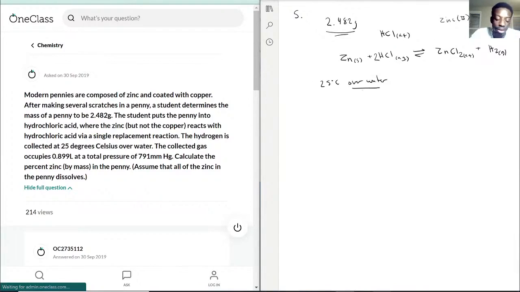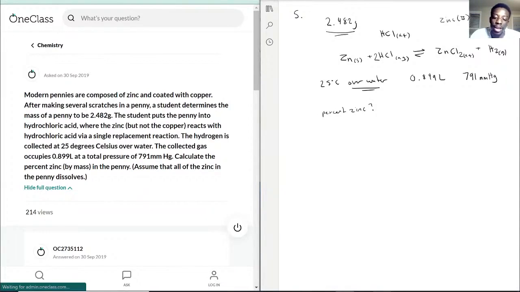That is important because now we have to factor in the vapor pressure because we're collecting gas over water. So that does play into this question here. The collected total gas is 0.899 liters, and the pressure measured here is 791 millimeters of mercury. And now, with all this information, they want to find out what is the percent of zinc. Okay? And we're assuming here that all of the zinc dissolved.